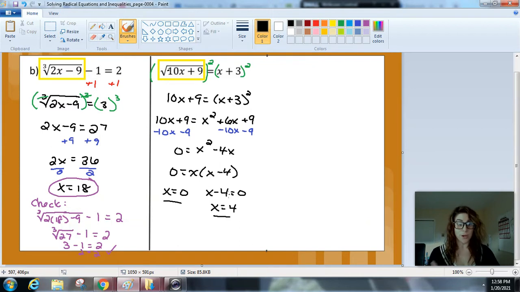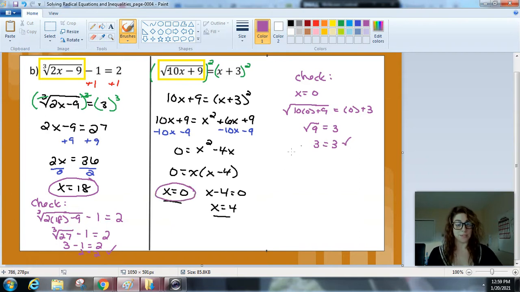I don't know if they're both legit or if I have extraneous ones. So I am going to check it. And I'll do my check over here. So I'm going to start with x equals 0. Put a 0 back into the original. Again, you're going to put it exactly where you would see the values with your x in both sides, and you simplify both. 10 times 0 is 0. 0 plus 9 is 9, so the square root of 9. 0 plus 3 is 3. Square root of 9 is 3. So it works out. So 0, definitely an answer.